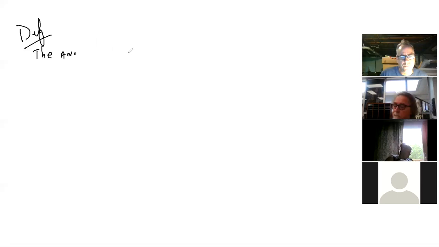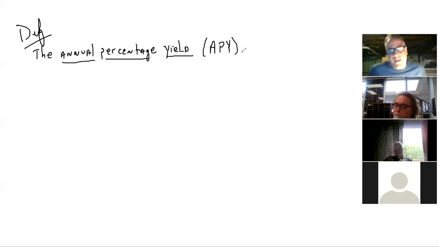Annual percentage yield. And again, we'll refer to it as APY. All right, so it's a percentage, what we call a relative number. But it gives us how much money I make in terms of a percentage. So you will also hear it called the effective yield, or simply just the yield.